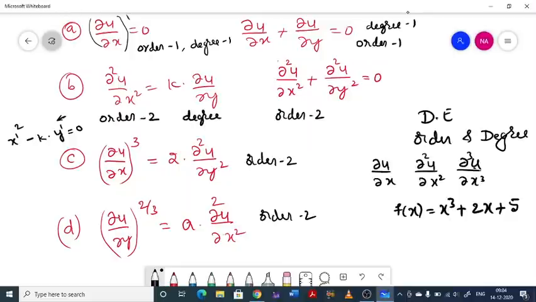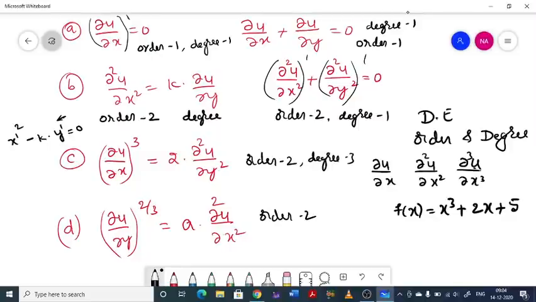This degree 1, so this you can imagine as 1. This also you can imagine as 1. So degree of this equation is 1. Come to this, ∂u/∂x whole power 3. So the degree of this term is, sorry, degree of this term is 3, not 1. The other term has degree 1. So highest, here 3 and 1, so degree is 3.